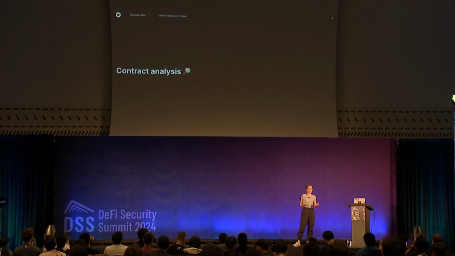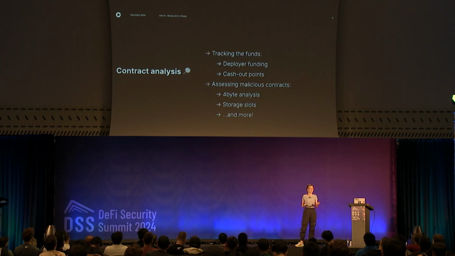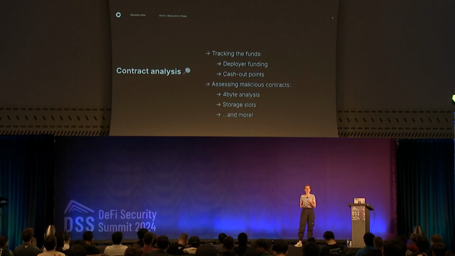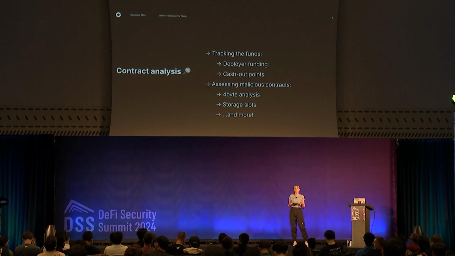Now, I'm in a room full of auditors right now. I'm not going to be giving you the whole spiel of what contract analysis is. You know that better than me. But there's a lot of interesting stuff you can do when looking at attackers who deploy smart contracts on chain, particularly in terms of tracking funds. So look at who's funding that deployer, right? Where is the attacker actually cashing out? Those things can tell you a lot about who this person might be, especially what times they're transacting at.